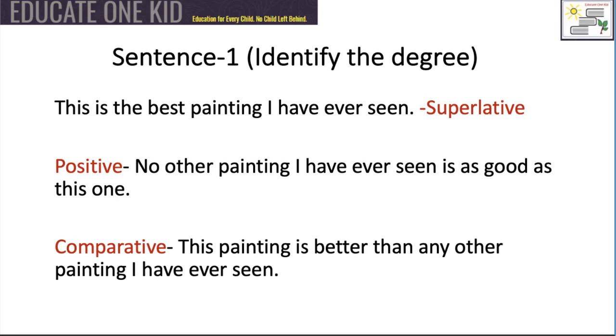The same sentence in a positive form would be: no other painting I have ever seen is as good as this one. In the comparative, where we will compare with two, will be: this painting is better than any other painting I have ever seen.